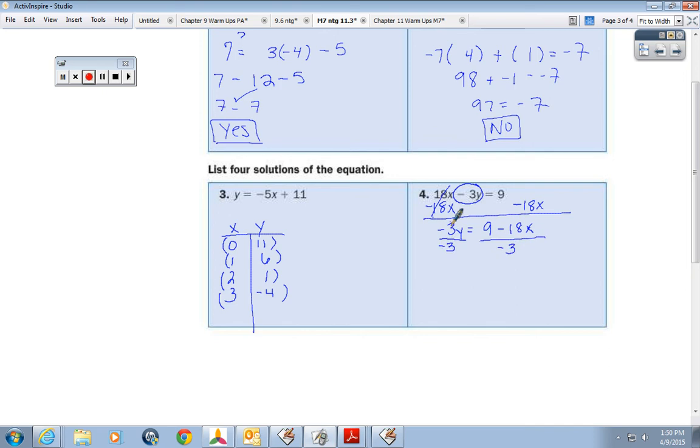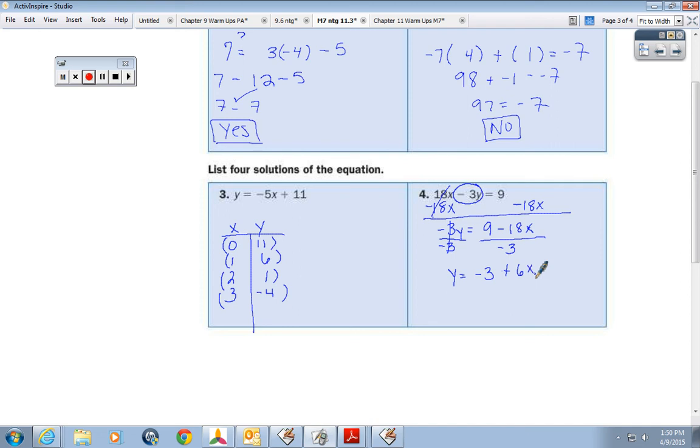Positive 9 divided by negative 3 is what? Negative 3. A positive divided by negative is always negative. Now look, this is a negative 18x divided by negative 3, which is going to be what? Positive 6. Positive 6 what? X. Yeah, can't drop that. Okay, so now is this in function form? Yes. Okay, so from here, I'm going to make my t-chart.